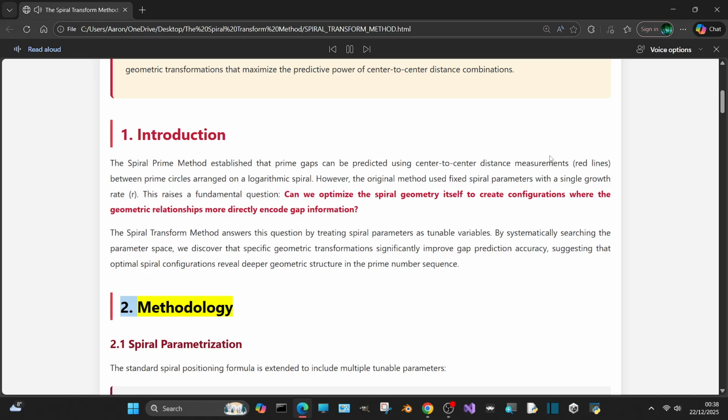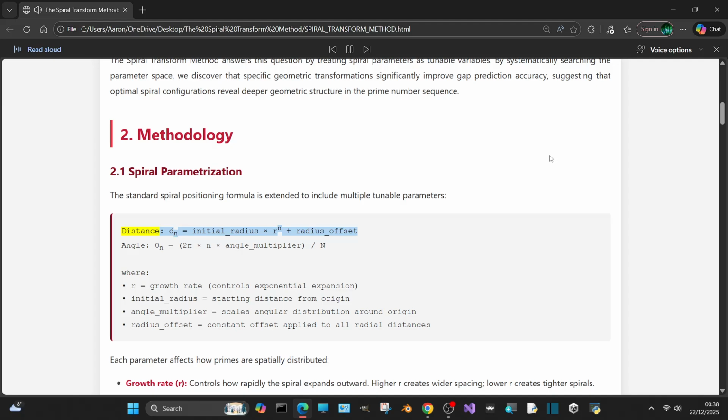2. Methodology. 2.1 Spiral parametrization. The standard spiral positioning formula is extended to include multiple tunable parameters. Distance d_n equals initial_radius times r^n plus radius_offset. Angle θ_n equals 2π times n times angle_multiplier, where r equals growth rate, controls exponential expansion; initial_radius equals starting distance from origin; angle_multiplier scales angular distribution around origin; radius_offset equals constant offset applied to all radial distances.